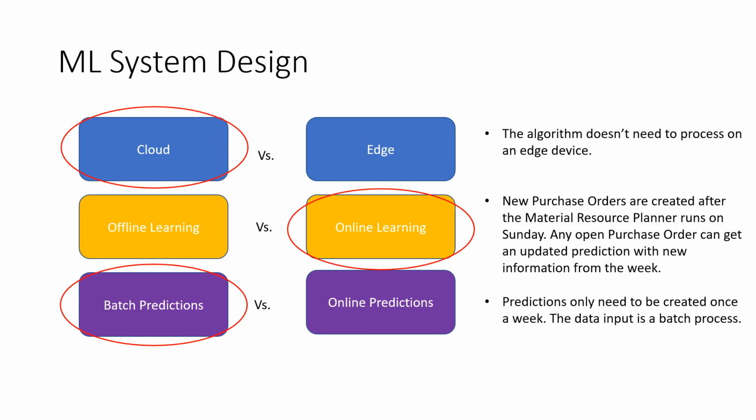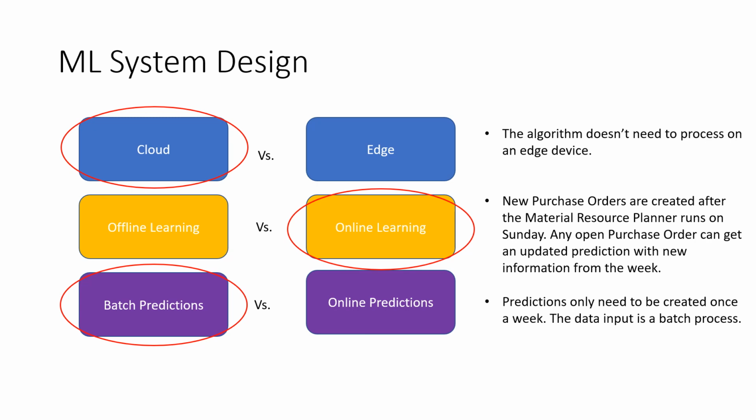New purchase orders are created after our material resource planner program runs every Sunday. So we'll create new predictions through that batch service every Sunday after that gets updated. But every Sunday, any open purchase order can get an updated prediction with new information that was input into our database from the previous week. So as long as a purchase order is open, we can make those weekly predictions, and as we get closer and closer to that expected delivery date, our predictions should update with the new information.